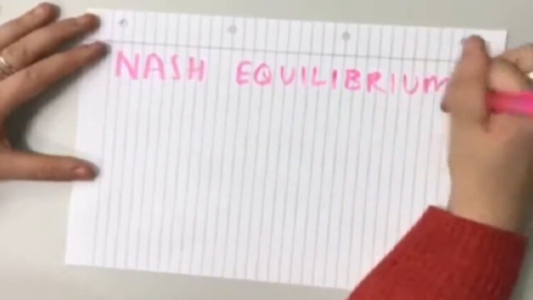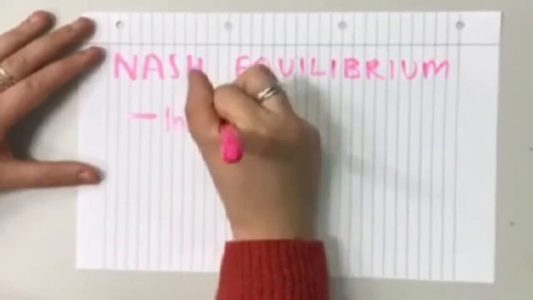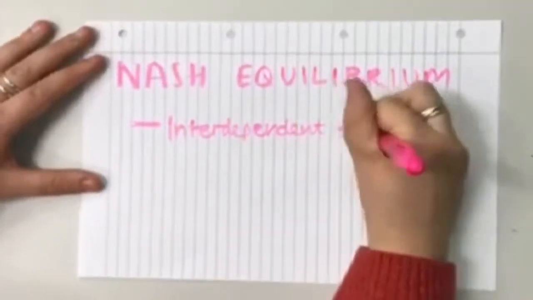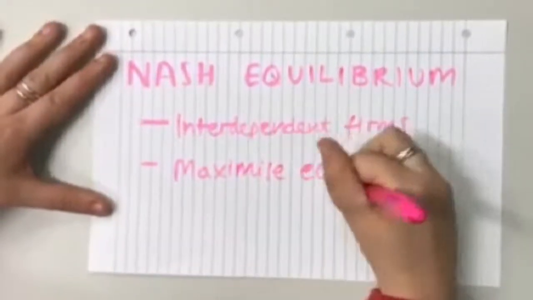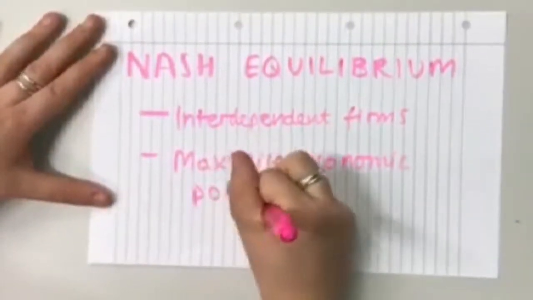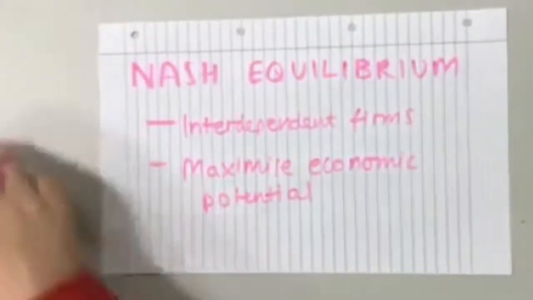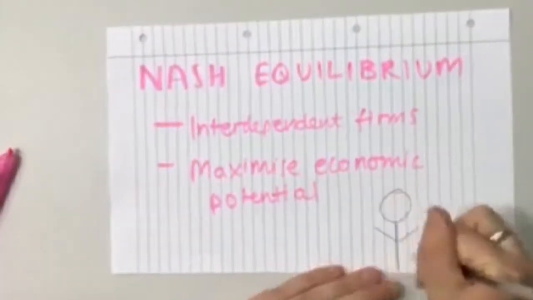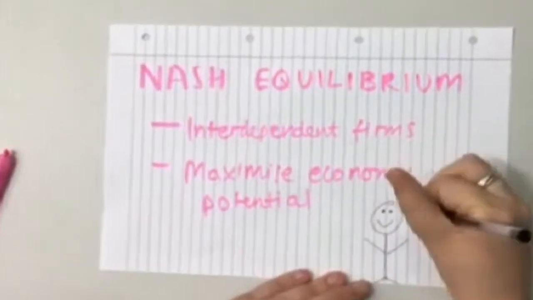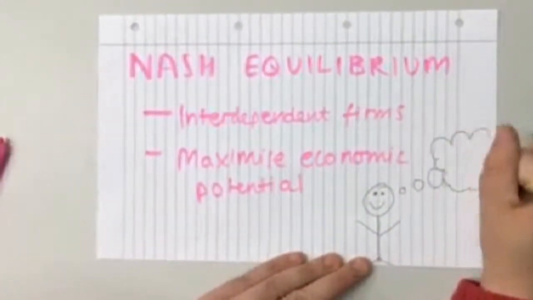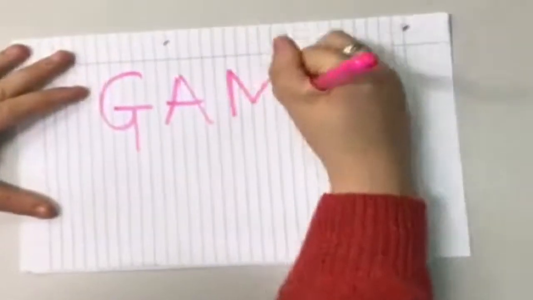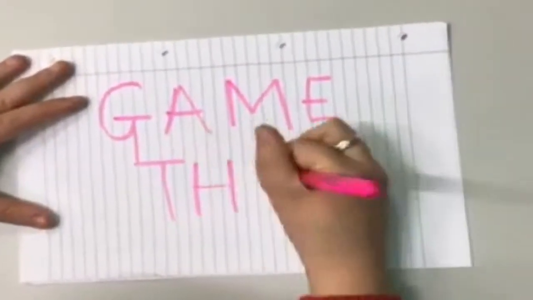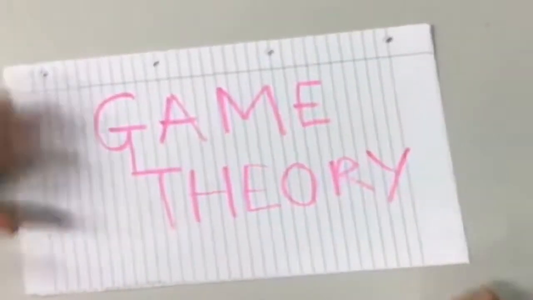I will now discuss the concept of Nash equilibrium. Nash equilibrium occurs when interdependent firms aim to maximize their economic potential, and more importantly, they do so while thinking about what other tactics or strategies other firms may be using to maximize their economic potential. Game theory refers to the analysis of one's tactical behavior. An example of one such strategic game is the Prisoner's Dilemma.